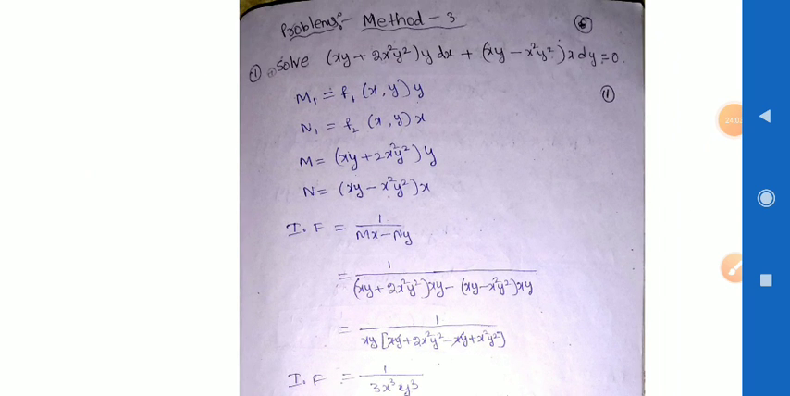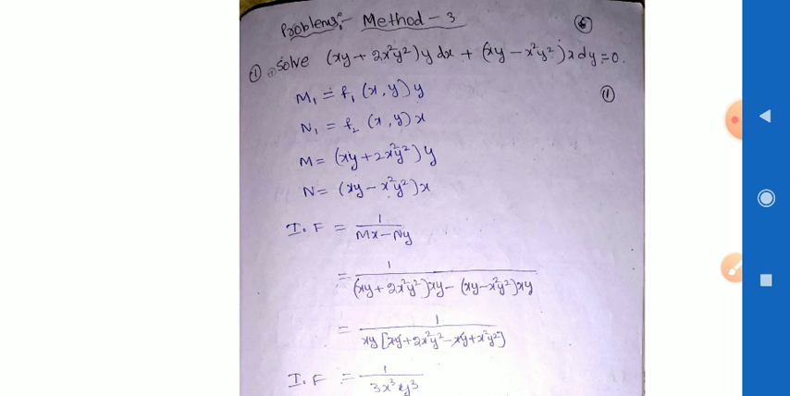Here the problems are discussing method number 3. The given problem: solve (xy plus 2x square y square) y dx plus (xy minus x square y square) x dy is equal to 0. Here we have to follow method number 3. For method number 3 we have m1 is equal to f1(x, y) into y and n1 is equal to f2(x, y) into x. Here the m value is equal to (xy plus 2x square y square) into y, and the n value is equal to (xy minus x square y square) into x.